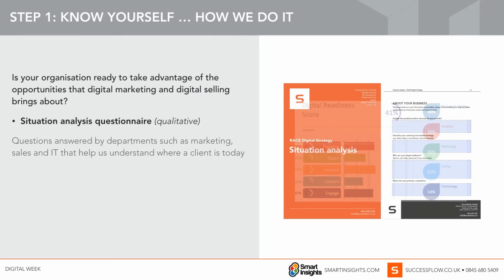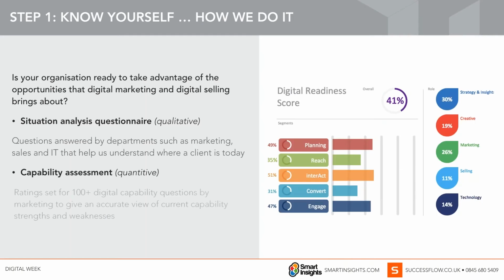The second thing we do is a capability assessment. Again, this is something you can run yourself and look at how you are in terms of the different areas. How are you in planning? Do you have a digital strategy there? How are you in terms of reaching your audience? So, for instance, are you using social? Do you have a good email database? How do you reach that target audience? How are you interacting with them?